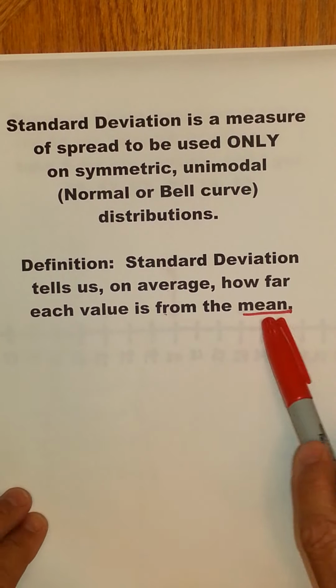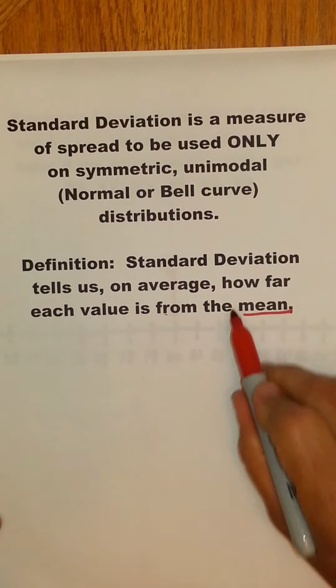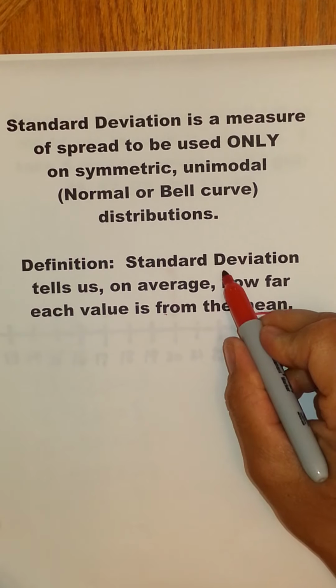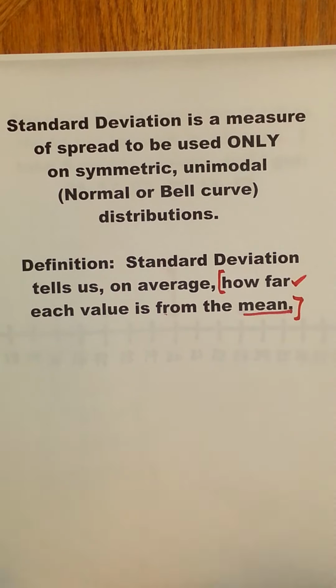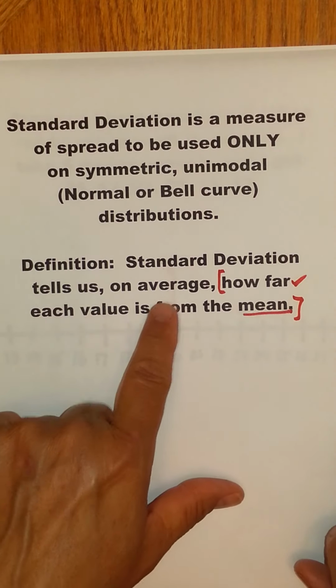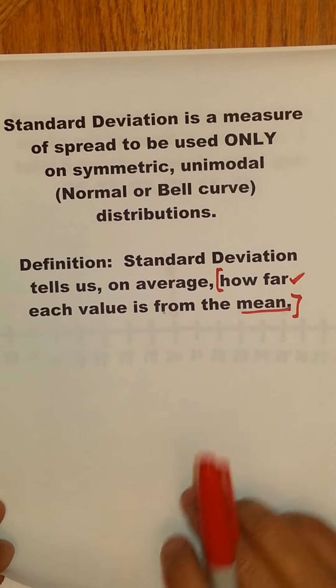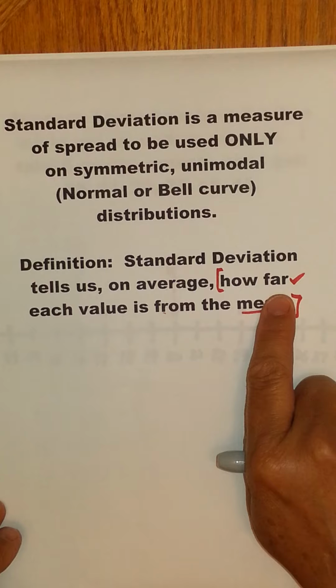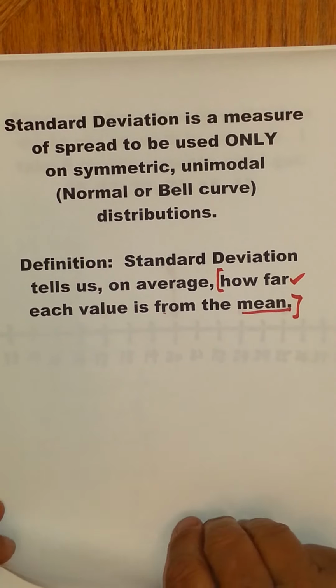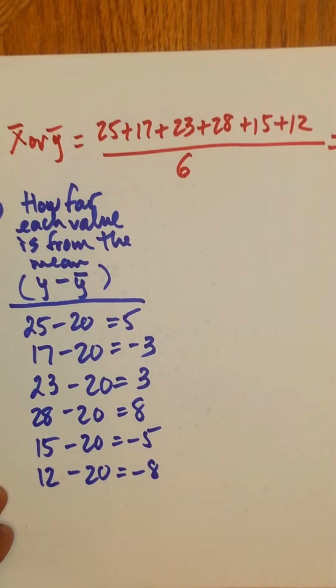We found our mean, and now we found out how far each value is from the mean. So we've done that. And now we're asked to find the average of how far each value is from the mean. Normally an average, you add up the values you're looking for and divide by how many there are. Well, in this case we want to add up our how fars and divide by how many there are. So let's take a look.